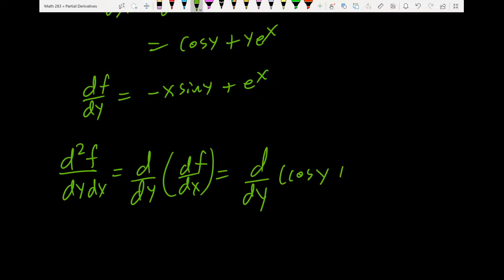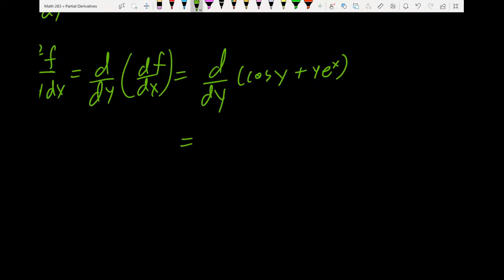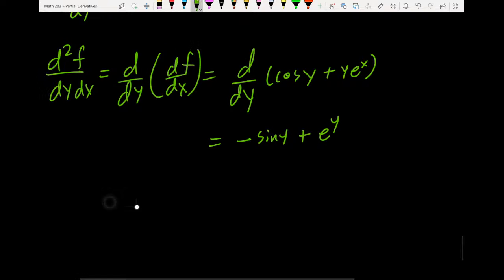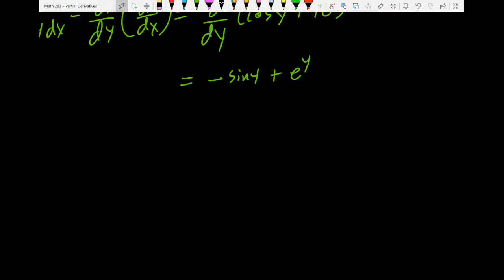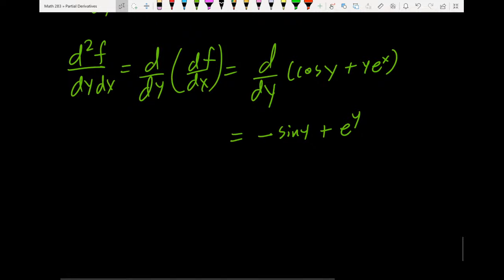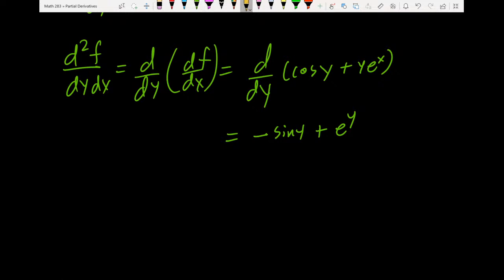Cosine of y plus y e to the x. And the derivative of that with respect to y would equal what? Negative sine of y plus e to the x. Right? Now, what if I change the order and do it in this fashion? dx dy.